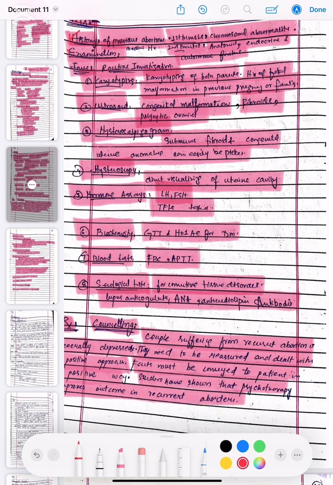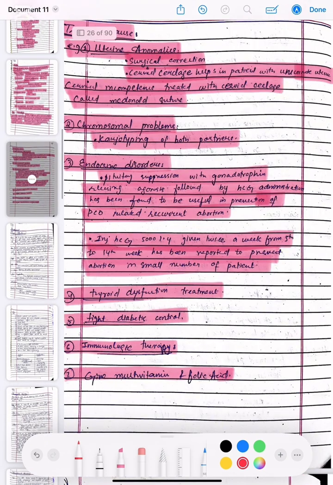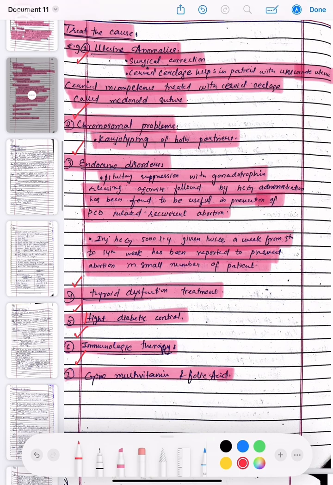First of all, history is taken, then examination, investigations are done. Routine investigations, which are karyotyping, ultrasound, hysterosalpingogram, hysteroscopy, hormone assays, biochemistry, blood tests, and serological tests are done. Then treatment is provided, which is counseling. And then the management options are done, which is first of all, the uterine anomalies are treated if it is a cause, then chromosomal problems, the endocrine disorders, the thyroid dysfunction treatment, the strict diabetic control, and immunological therapy, and give multivitamin and folic acid.